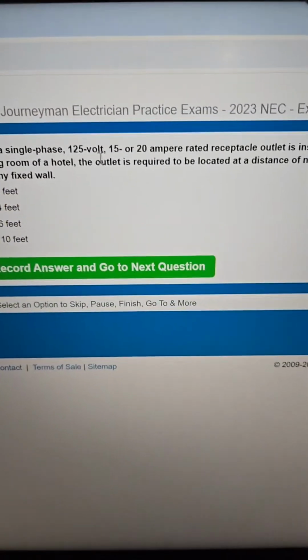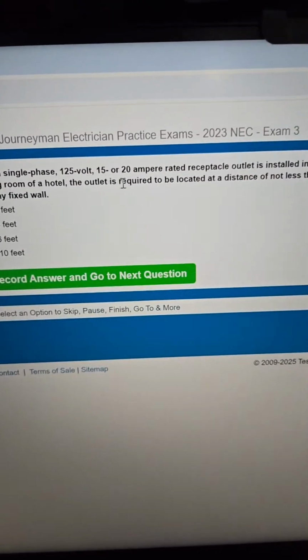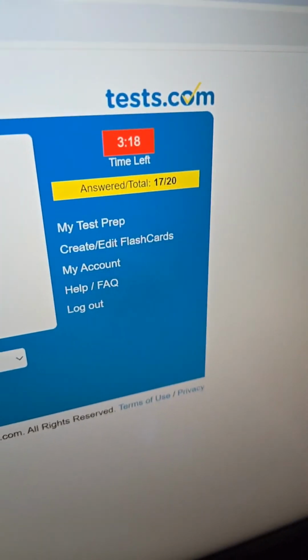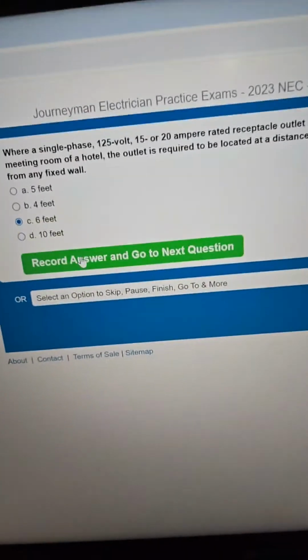Where a single phase 125 volt, 15 or 20 amp rated receptacle outlet is installed on the floor of a meeting room, hotel, it is required to be at a distance not less than 6 feet. Should be 6 feet. And I can show you what that answer is after I answer this. So we're going to go to 210.65 after this.